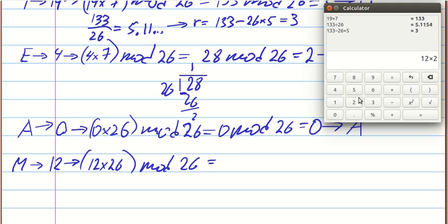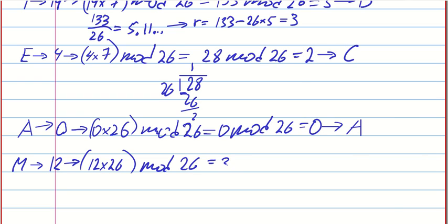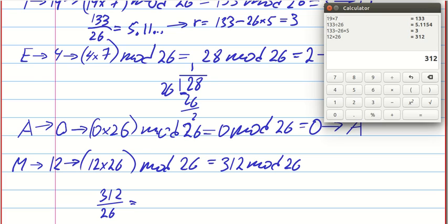12 times 26, 312. 312 mod 26. Again, we're going to use calculator to do that. So we take 312 and divide by 26.